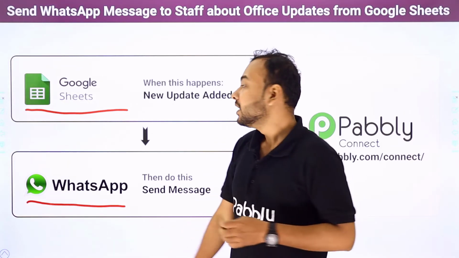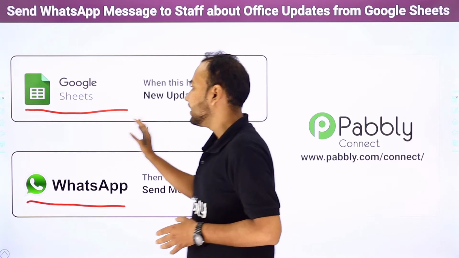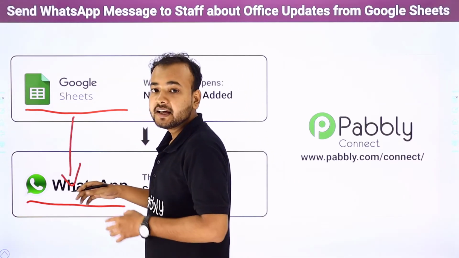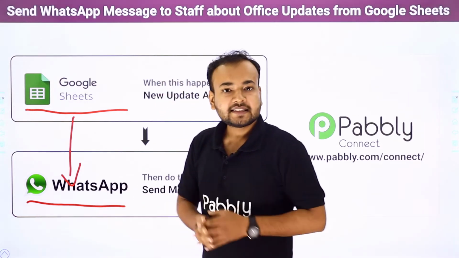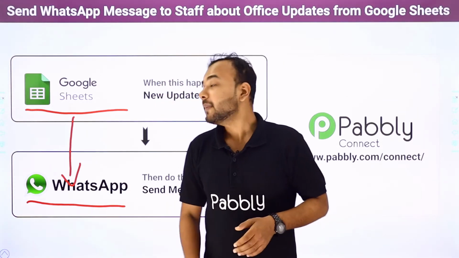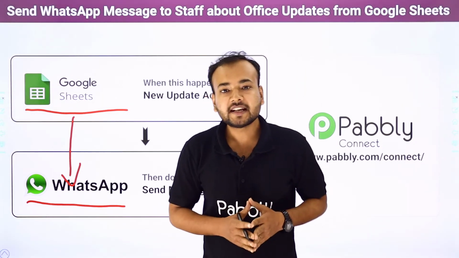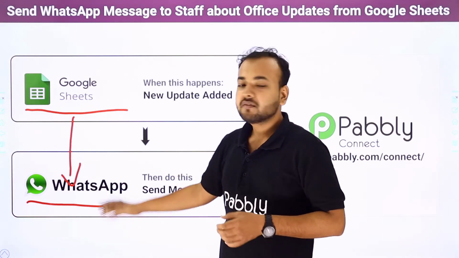What if I tell you that whenever you mention any update in the Google Sheet, a WhatsApp message gets automatically delivered about that update to your staff? Yes guys, this can be done by connecting Google Sheets with WhatsApp. But the issue is there is no direct connection or integration between Google Sheets and WhatsApp.